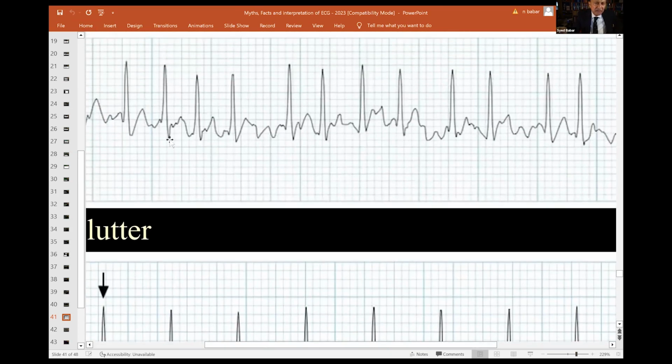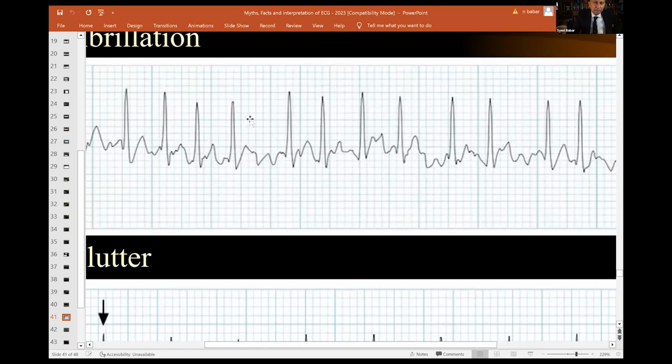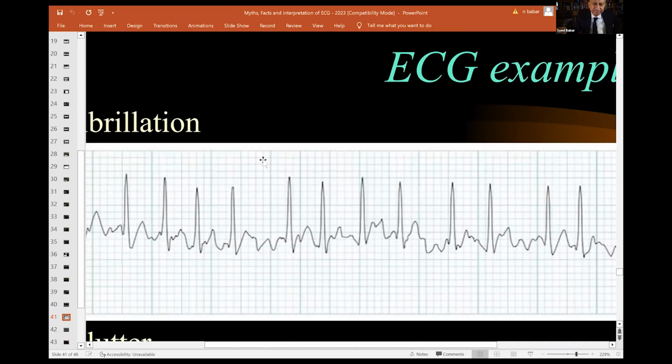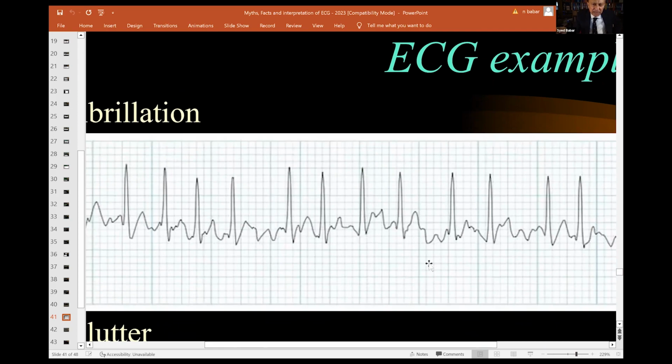So QRS, probably this is T and this is P. This is where P should be. So there is no effective P wave at all. And so the ventricular rate is 300, so the ventricular rate is 300, 150. This is about 130 or thereabouts.